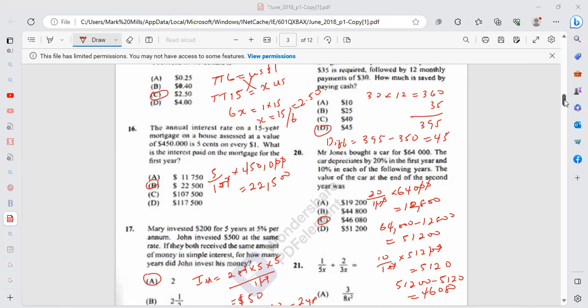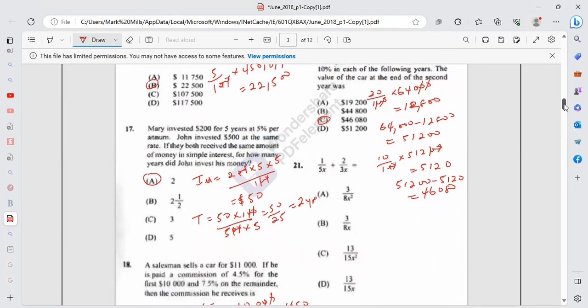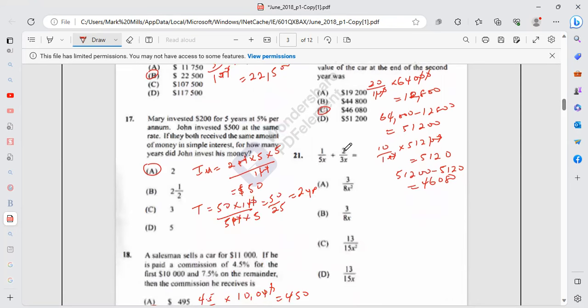Number 21. 1 over 5x plus 2 over 3x, right? So you have 1 over 5x plus 2 over 3x. The LCM here would have been 15x. So this one goes there 3 times, so it'll be 3, plus this one goes there 5 times, so it'll be 5 times 2, which gives 10. So it'll be 13 over 15x. So the answer here would have been 13 over 15x, that being D.